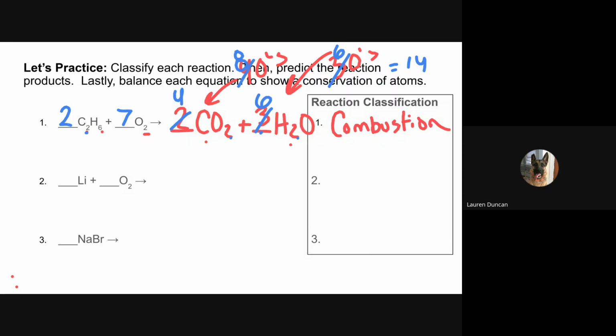Okay, moving on. Number 2, I see 2 individual elements reacting, lithium and oxygen. What's going to happen is they're going to combine to make a single product. And that is called a synthesis reaction. So we're going to combine lithium and oxygen together, but we're not just going to put Li and 2 O's, just smoosh them.